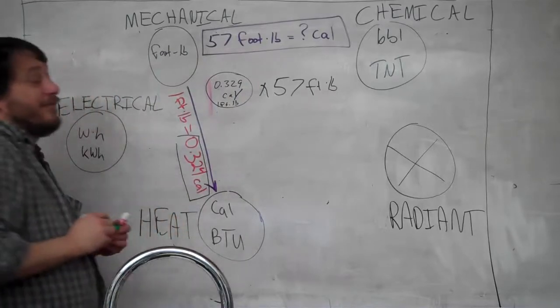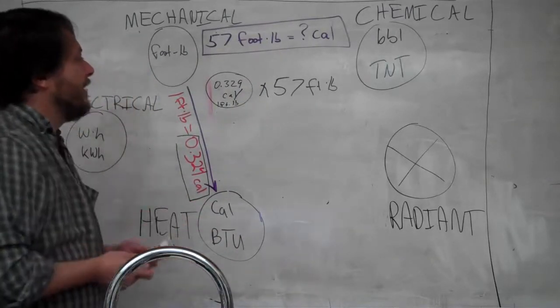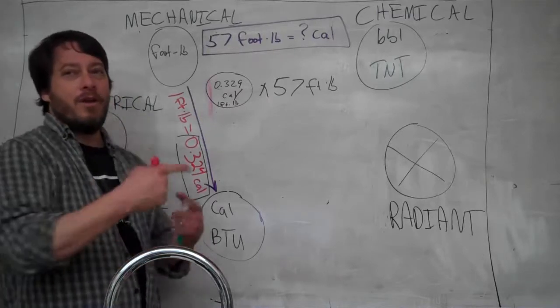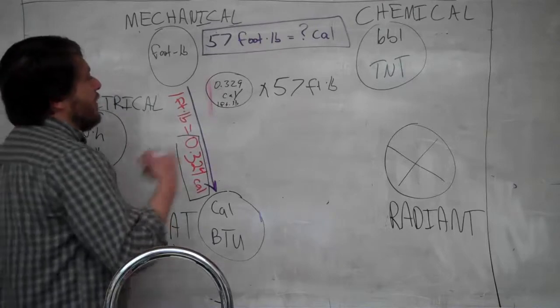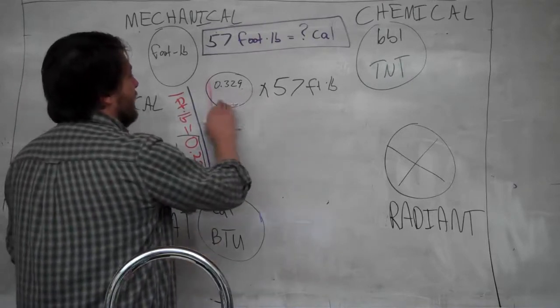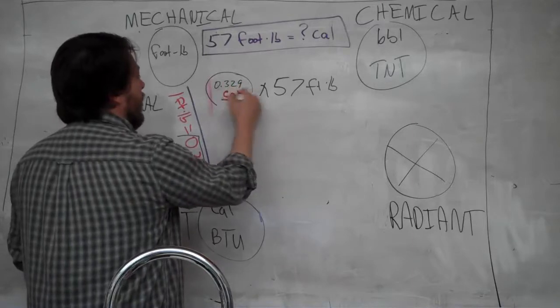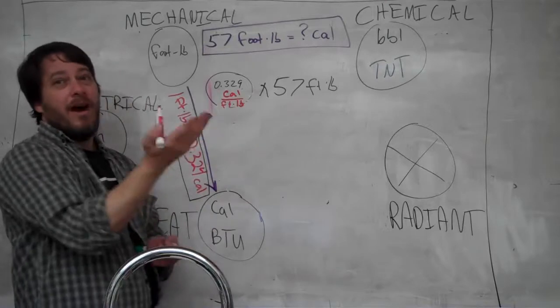And if you really want to think about it, this is some mathematical trickery. But sometimes people really aren't clear on how we get from one unit to another. If you think about this, 0.329 calories per foot-pound is really calories over foot-pounds, because per really means divided by.